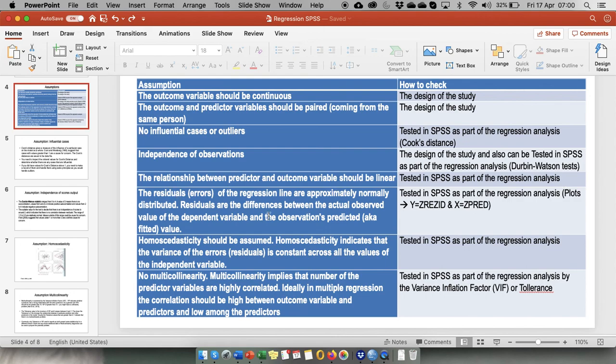The residual errors of the regression line are approximately normally distributed. We saw on a histogram that the distribution was relatively normal, and homoscedasticity should be assumed. So we looked at the spread of values in the plot, and we saw that the spread is in a circular fashion with no values clustering in any one corner. And for multicollinearity, we look at the variance inflation and tolerance, and they were all within their range. So in this case, we say that all of the assumptions for regression are satisfied.